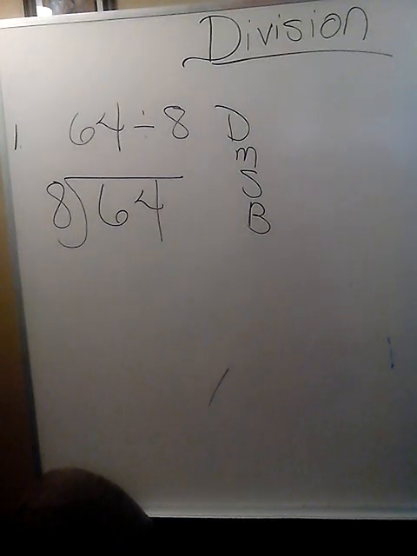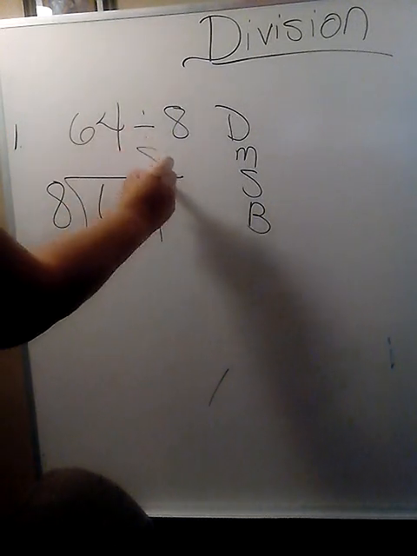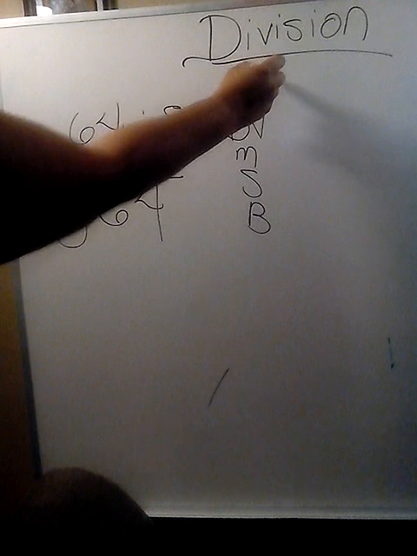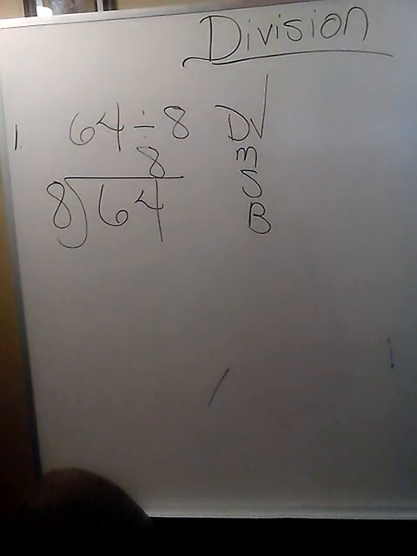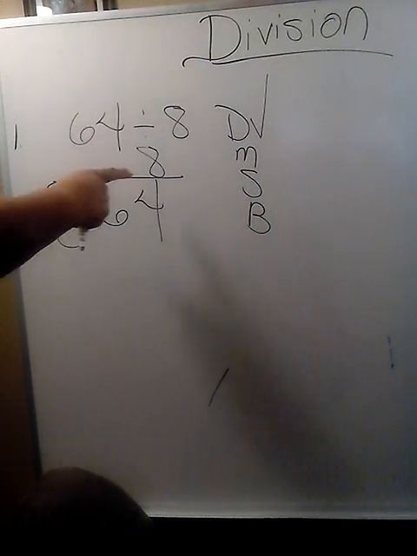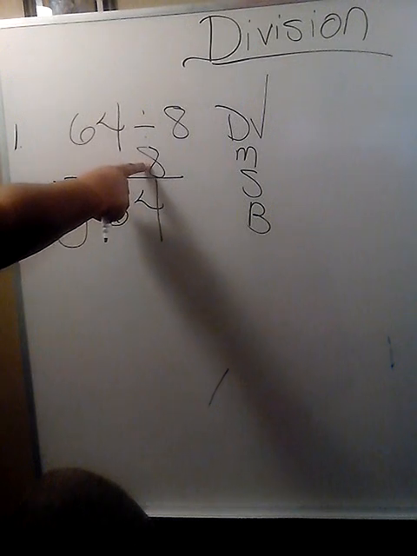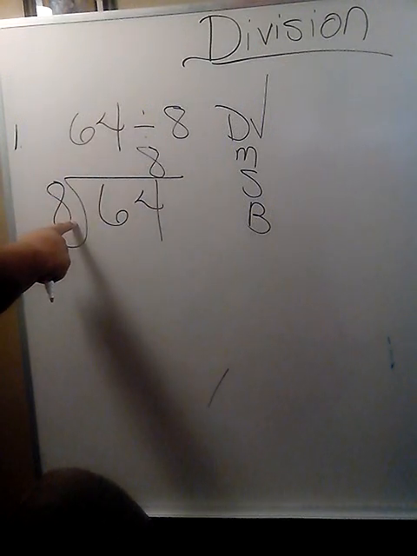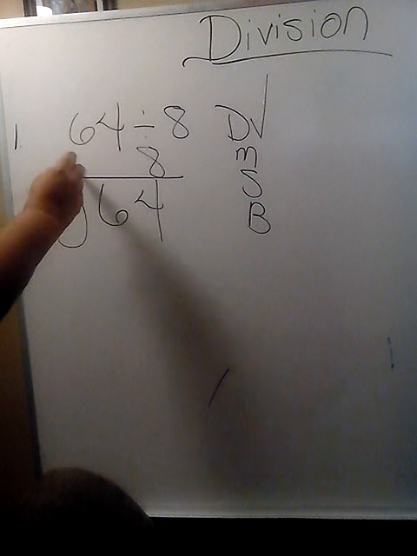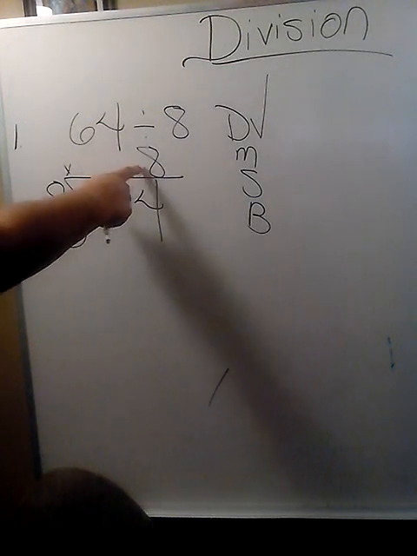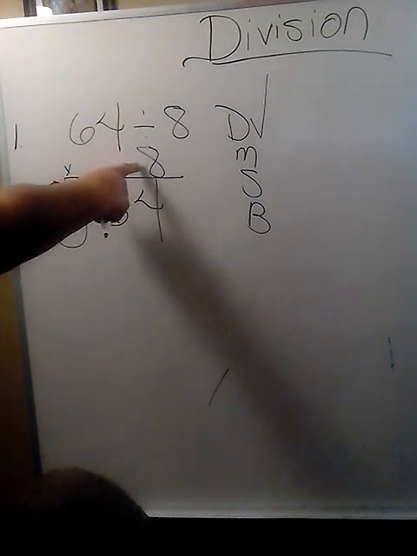So this 8 goes on top of the division bar. And since I'm dividing the entire 64, that 8 is going to go on top of the 4. I'm going to check off the D because I just divided. The M stands for multiply. This number on top, this 8, is called your quotient. We're going to multiply the quotient times the divisor. Let me put a little X right there. Quotient times the divisor. So what's 8 times 8?